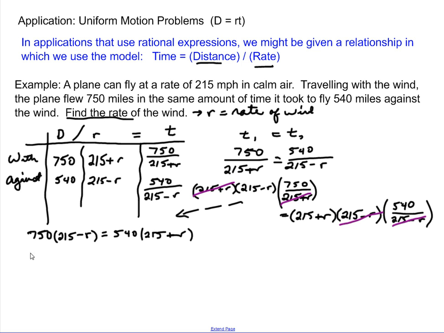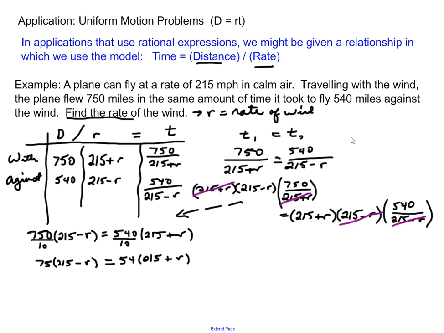Well, in this case, you can actually save yourself a little bit of time, right? 750 and 540 are both numbers that are divisible by 10. And if you divide both sides by 10 right away, you get rid of that extra zero hanging out at the end of these things, so your equation looks more like 75 times 215 minus r equals 54 times 215 plus r. And that's good for us because that saves us a little bit of extra time in our work. Of course, we can use all the extra time that we need here, especially given the way that we work on tests. So let's try this out.